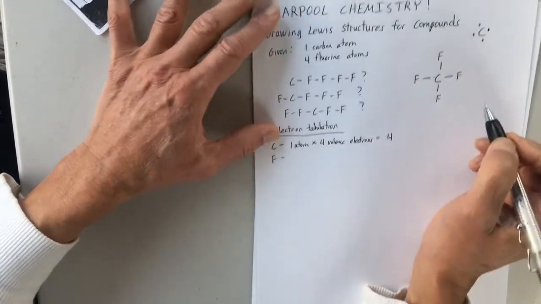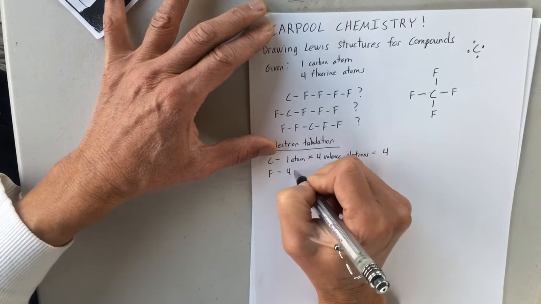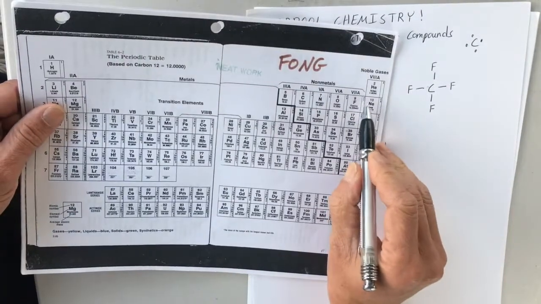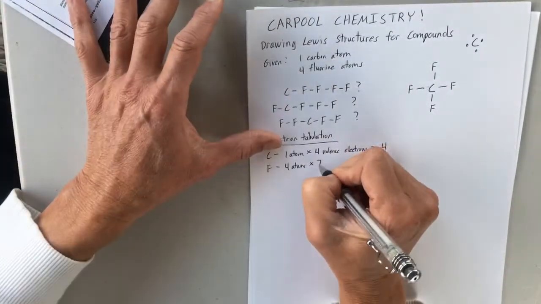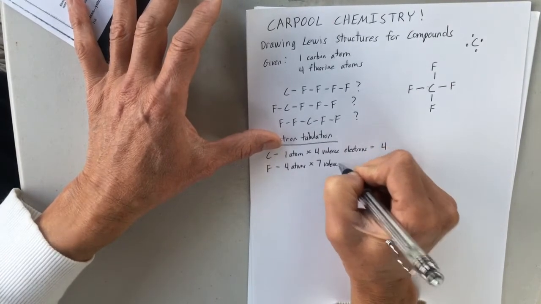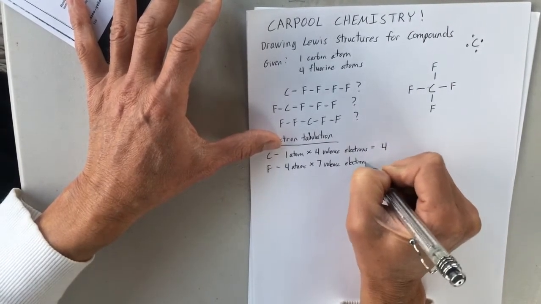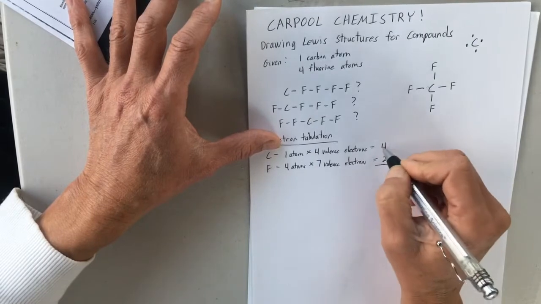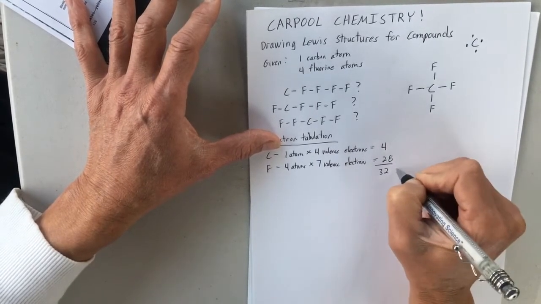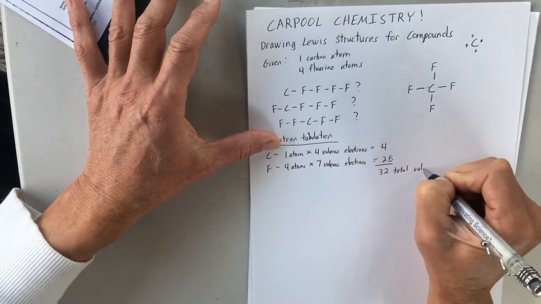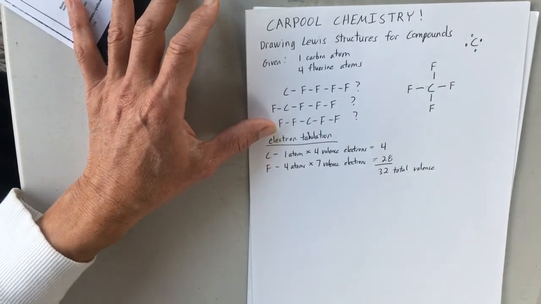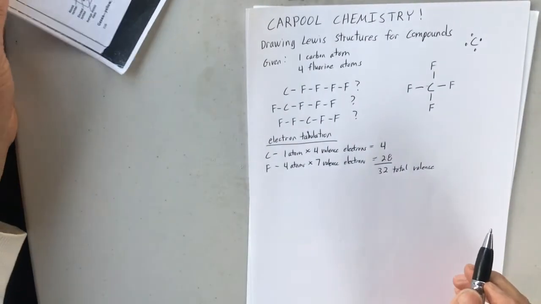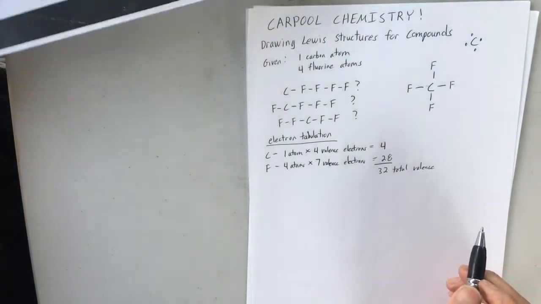Fluorine. There are 4 atoms of fluorine. How many outside valence electrons does each atom of fluorine contribute? They contribute 7. So 7 valence electrons times 4 is equal to 28. And so 4 plus 28 is equal to 32 total valence electrons, or pieces of glue, holding this structure together. Is that enough? Or are we going to have to double up on some of these bonds to turn them from single bonds into double bonds if we don't have enough electrons?